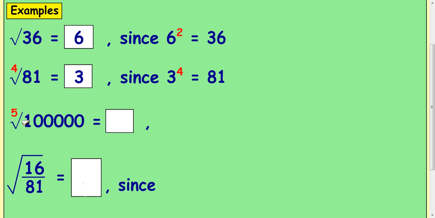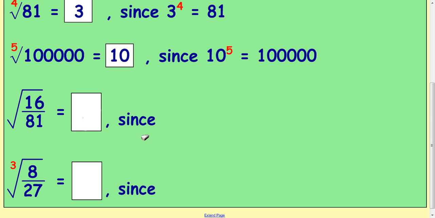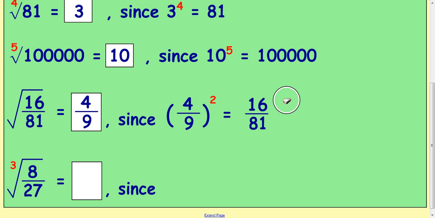What is the fifth root of 100,000? So what multiplied by itself 5 times makes this? That's 10, because 10 to the power 5 is 100,000. If you're square rooting a fraction, the way to do this is to square root the top number and also square root the bottom number. So that's equivalent to square root of 16, which is 4, and square root of 81, which is 9. Another way to look at it is 4 over 9 squared is equal to 16 over 81. 4 times 4 and 9 times 9.